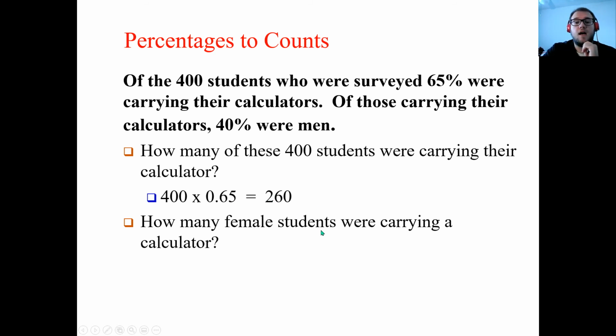And then how many female students were carrying a calculator? This is a little bit more tricky, but all you have to do is take this number, because that's the total number of students that were carrying their calculators. Of those, 40% were men. Well, that means 60% were women, so we need to take this 260, multiply it by 0.6, and we get 156.